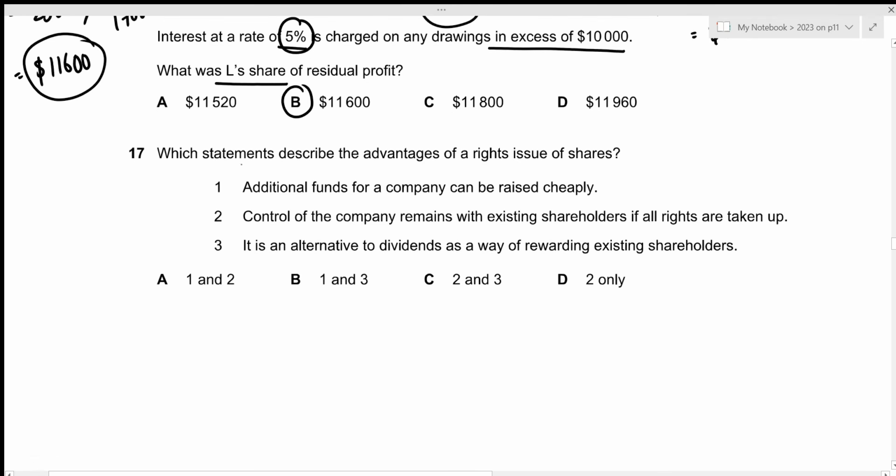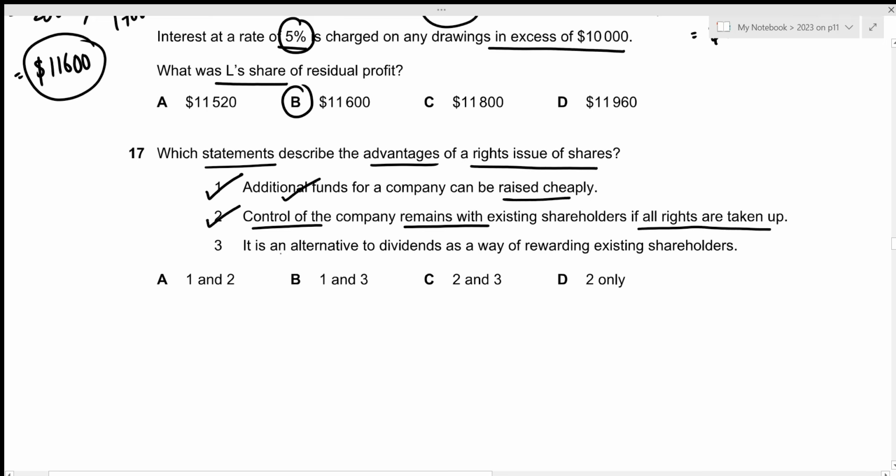Now for the 17th question, which statements describe the advantages of a rights issue of shares? The first one is additional funds for a company can be raised cheaply. Additional funds is true because while making a rights issue, the existing shareholders will provide finance or new money into the business. So the first statement is correct. For the second one, control of the company remains with existing shareholders if all rights are taken up. This is again true because the rights shares will only be offered to the existing shareholders. So no new investors can enter a business by purchasing the rights issue of shares. So statement 2 is also correct.